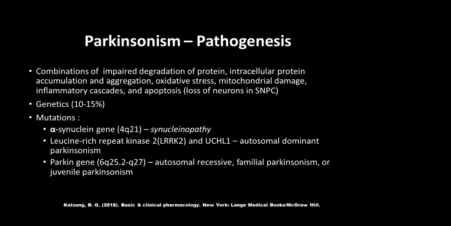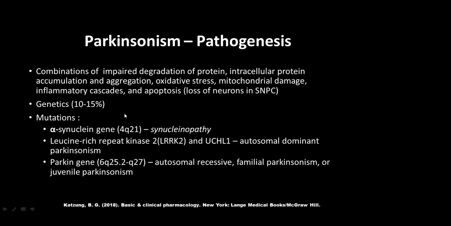So this is the pathogenesis from Katzung. In Katzung, it says that the pathology of this Parkinsonism is due to a combination of the following: impaired degradation of protein, intracellular protein accumulation and aggregation, oxidative stress, mitochondrial damage, inflammatory cascade, and apoptosis, leading to loss of neurons in the substantia nigra pars compacta.